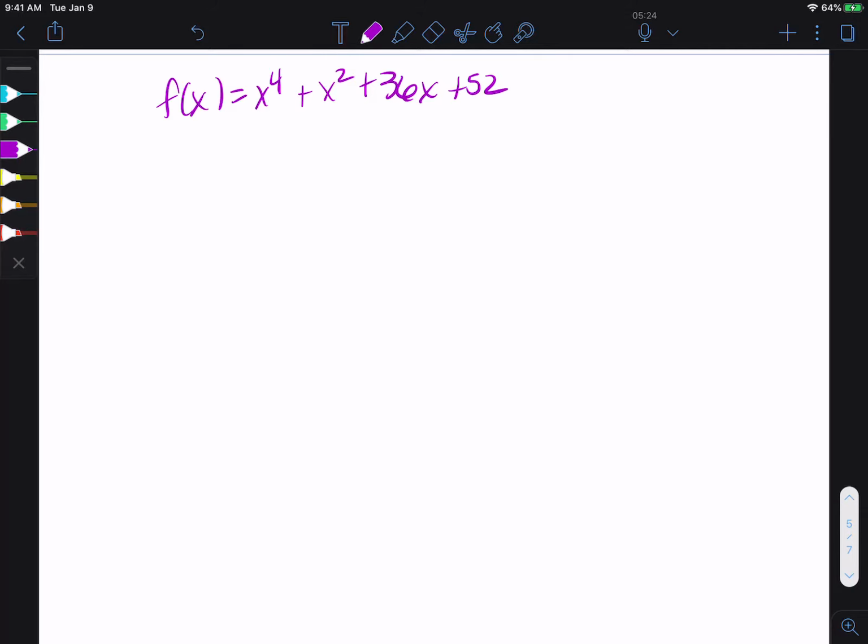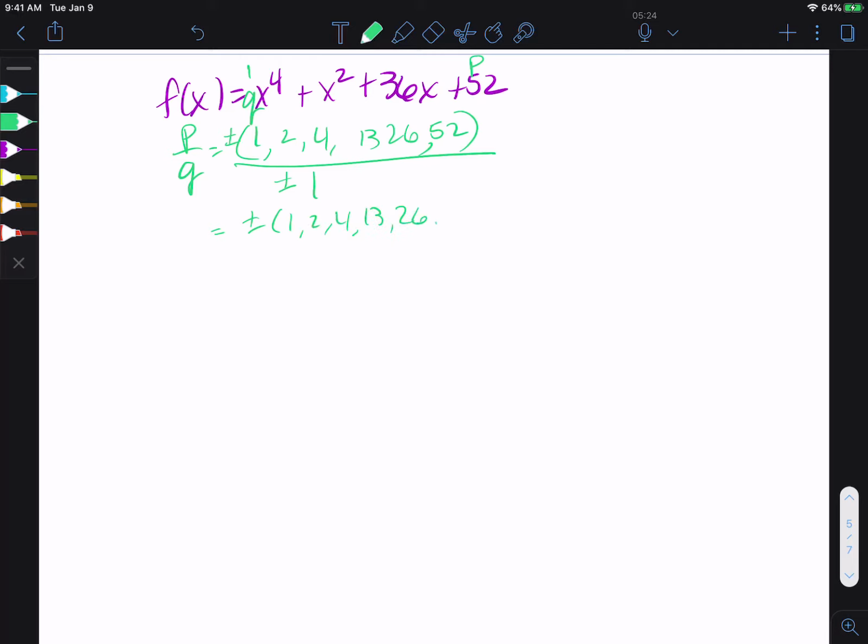So if we're going to find the zeros of this one and graph it, we have to start off with our P over Q list again. So our P over Q list, the P is the constant, the Q is the leading coefficient. So we've got 1 and 52, and then 2 and 26, and then 3 doesn't go into it, and then 4 goes into it 13 times. And then we can keep checking our in-between numbers, and then that's all. So then plus or minus all over plus or minus, and then our Q is 1. So then our whole list is plus or minus 1, 2, 4, 13, 26, 52.